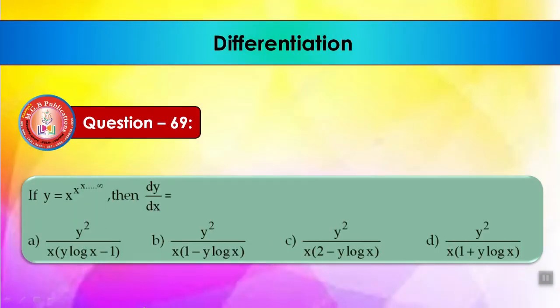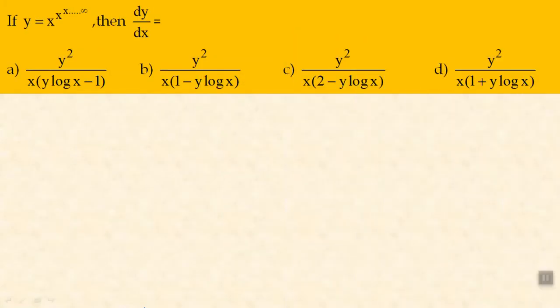Dear students, see the question number 69. Read the question and write it. The question is, if y is equal to x power x power x power and so on infinity, then dy by dx is equal to. Options are y square by x into y log x minus 1, y square by x into 1 minus y log x, y square by x into 2 minus y log x, y square by x into 1 plus y log x. Let us find this.